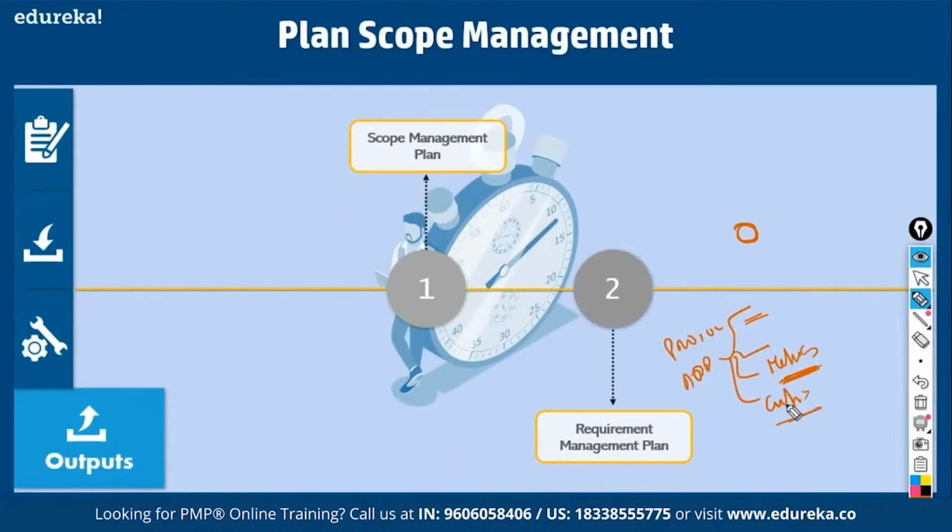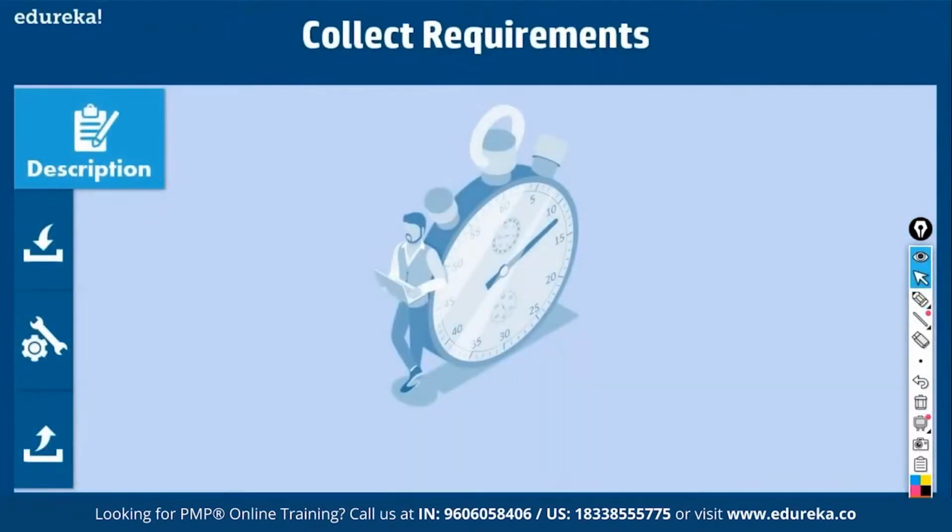So these are all the things you have in a requirement management plan. So you have to come up with a scope management plan and a requirements management plan. Fine. So now we're going to the next process, that is collecting requirements. Okay, so what do we do here?